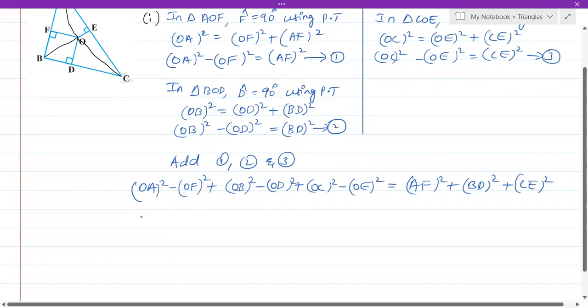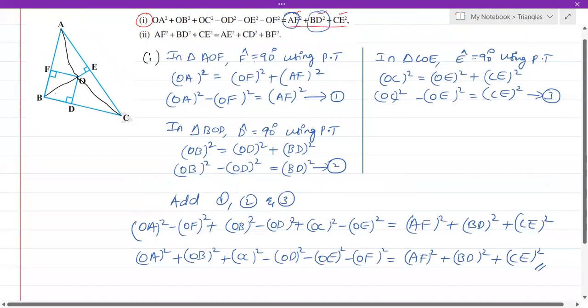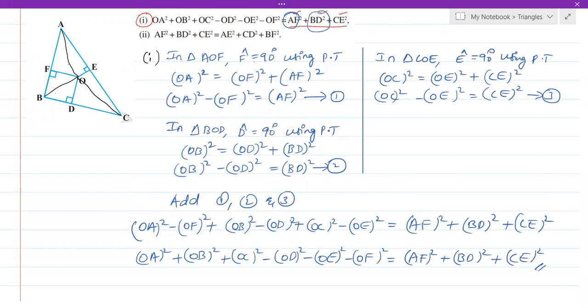Now, if you observe, let's rearrange this. All the positives first: OA square plus OB square plus OC square, minus the negatives: OD square, minus OE square, minus OF square. That is equal to AF square plus BD square plus CE square. Interestingly, we have got the required result. The required result was OA square plus OB square plus OC square minus OD square minus OE square minus OF square, that is equal to AF square plus BD square plus CE square. We have got the required result for the first one.